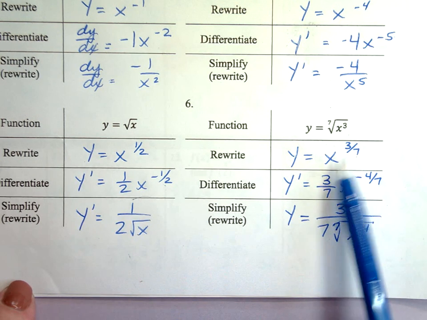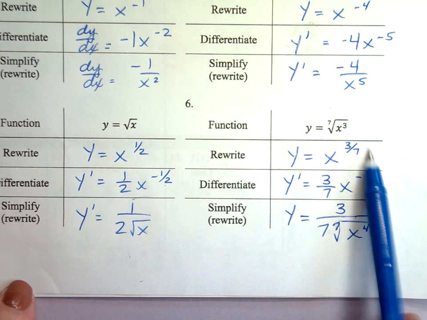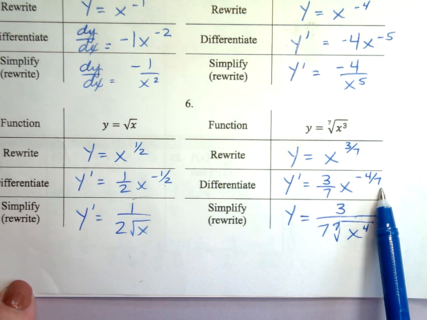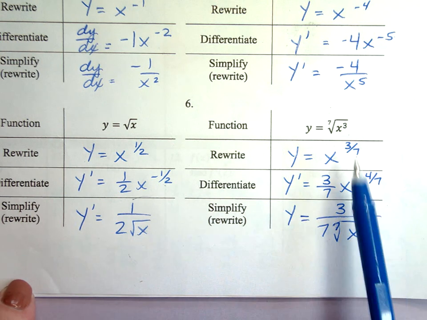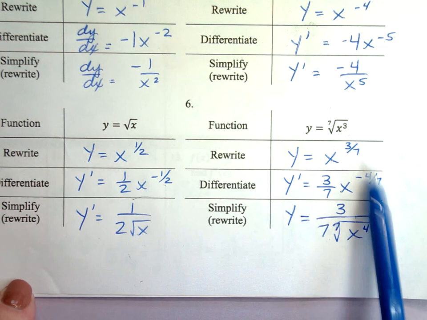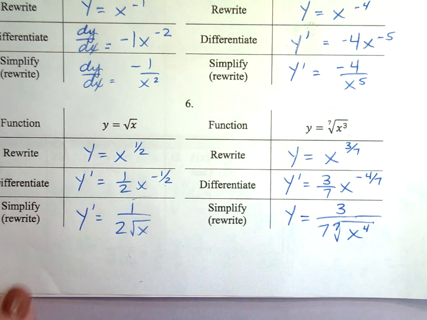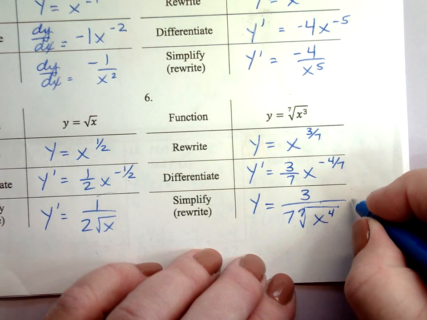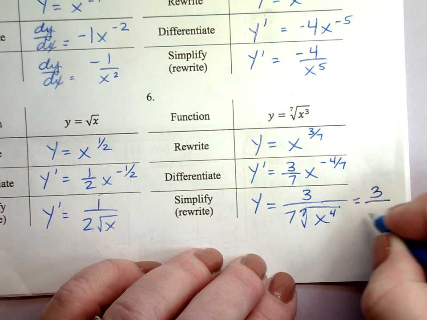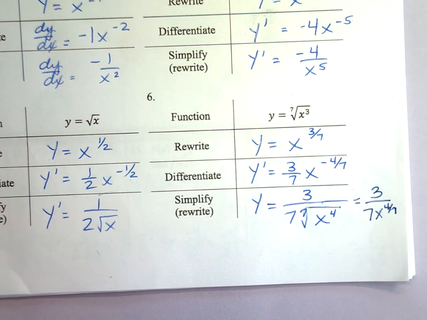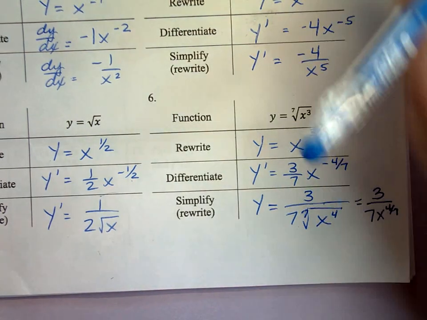If I have a root like this, the root is the denominator, so this would be the same thing as x to the 3/7. 3/7 comes down in front, x to 1 less power, 7/7. If you take 3 minus 7/7, you get negative 4/7. Could look like this. You could also leave that if you wanted to. You could also say that this is 3 over 7x to the 4/7. Either way is fine. Whatever makes you happy.